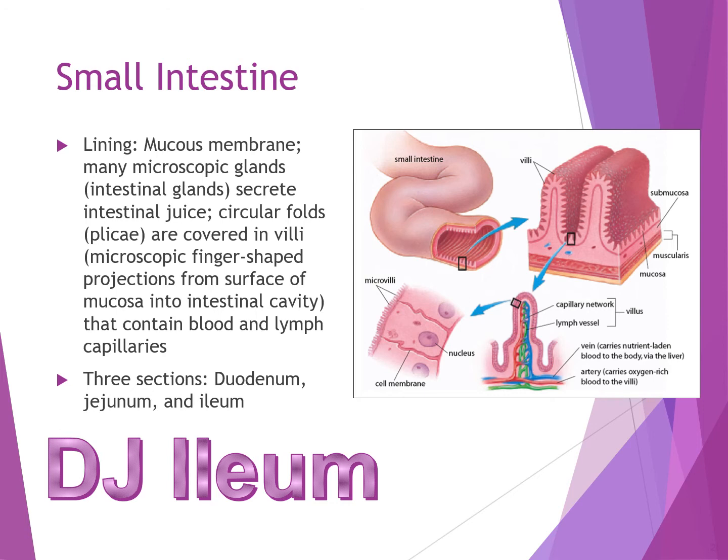There are three sections to the small intestine: the duodenum, which comes off the stomach, the jejunum, and the ileum. And if you want a fun way to remember this, you can remember DJ Ileum. It plays some great toots. Okay, so the small intestine.